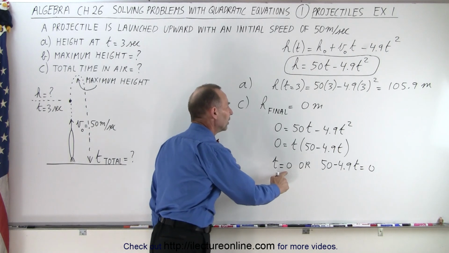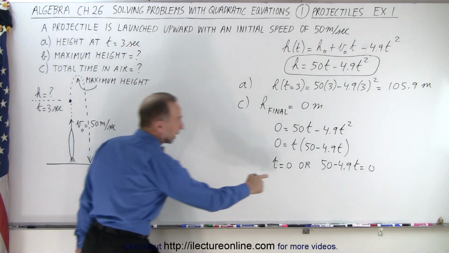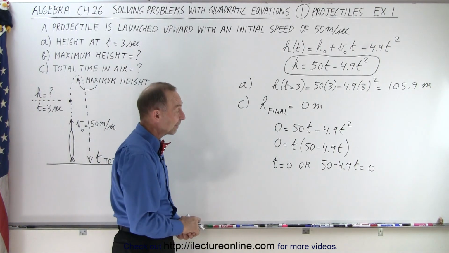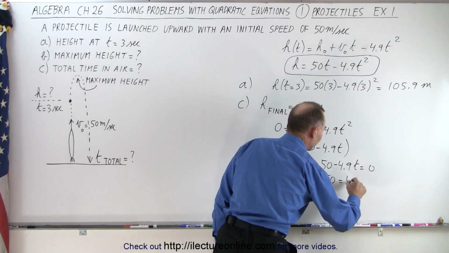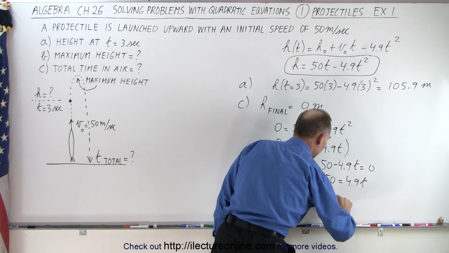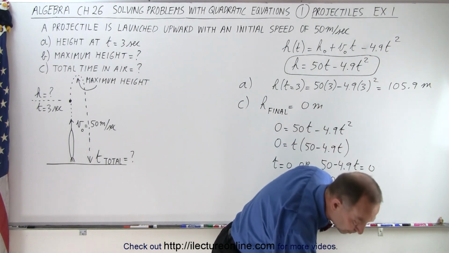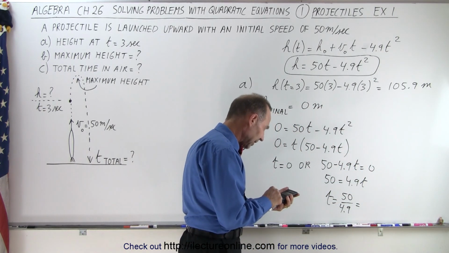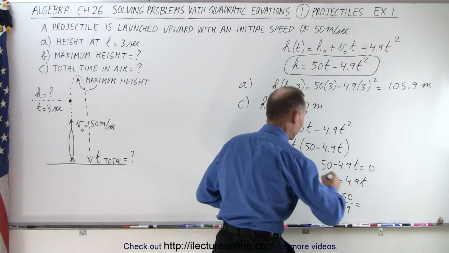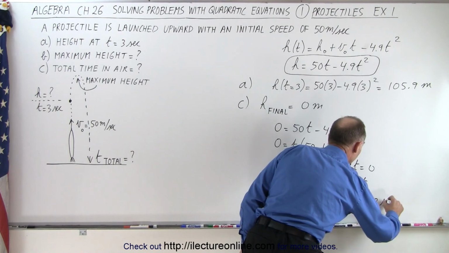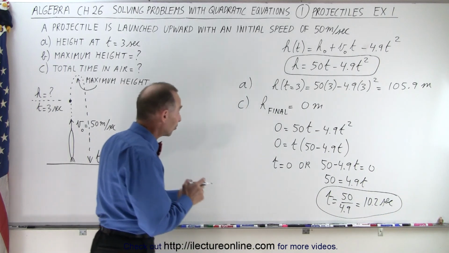So t equals 0, that's when we have the initial height. So the initial height will be 0 when it starts. That will happen when t is equal to 0. That makes sense. The final height can be found by solving for this equation. So we have 50 is equal to 4.9t, or t is equal to 50 divided by 4.9. So let's see what that's equal to. So 50 divided by 4.9 equals, and that's 10.2 seconds. So now we have the third part of the question answered.